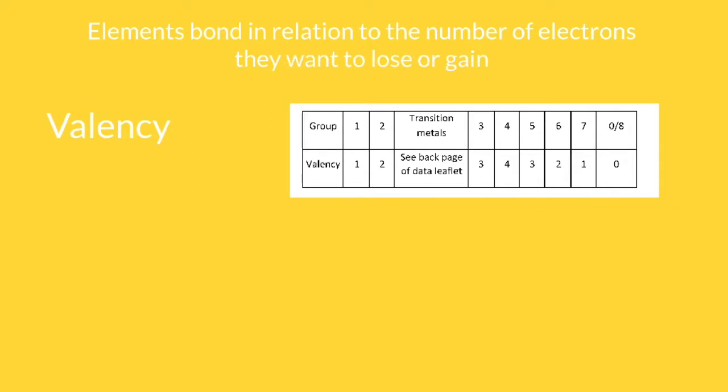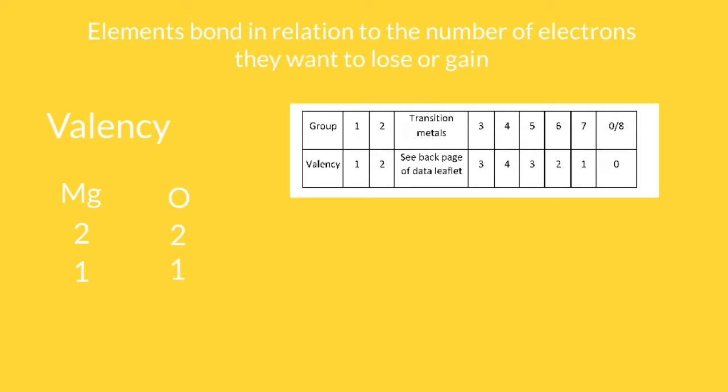So let's put this into practice then with magnesium and oxygen. Well, magnesium is in group 2 of the periodic table, so group 2 of the periodic table will have a valency of 2. Oxygen is O, and oxygen is in group 6 of the periodic table, so its valency is also 2. The next thing we want to do is to simplify that ratio. So 2 to 2 will simplify down to 1 to 1.